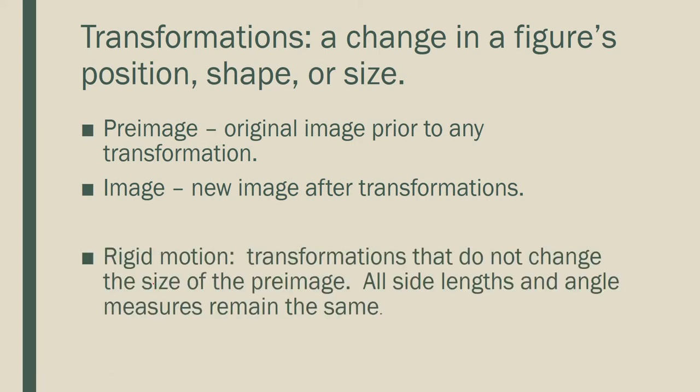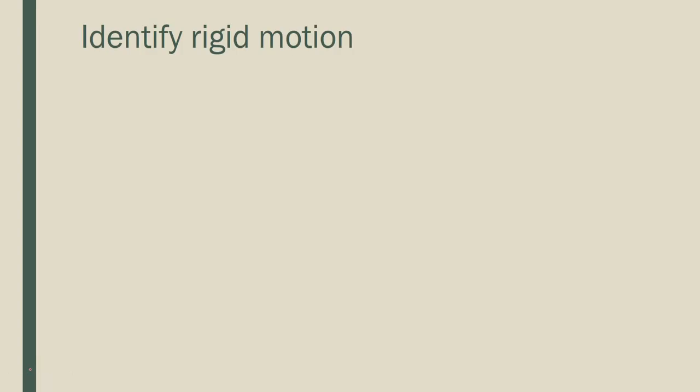So the first thing we're going to look at is rigid motion. These are transformations that do not change the size of the pre-image. All side lengths and angle measures remain the same. So if you take a look at these pictures, and we want to identify rigid motion. Remember, rigid motion means that the shape, the size does not change.